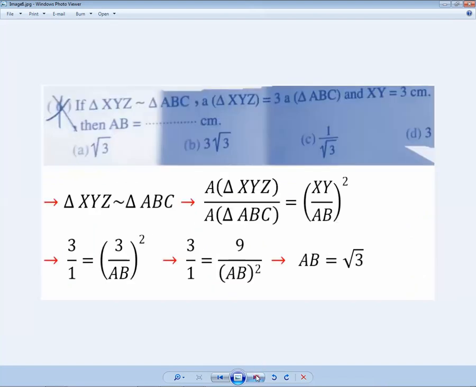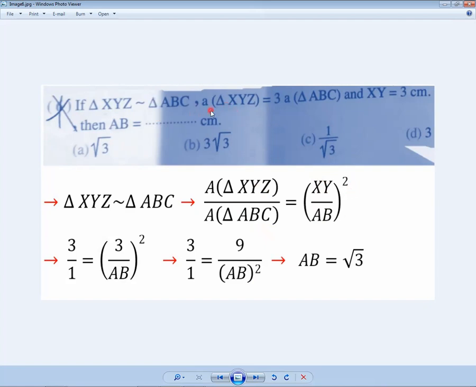Moving on. Okay. In this problem, we have triangle XYZ is similar to triangle ABC. If these two triangles are similar, then the ratio between areas must equal the ratio between sides, but power 2. Area over area equals side over side, all power 2.